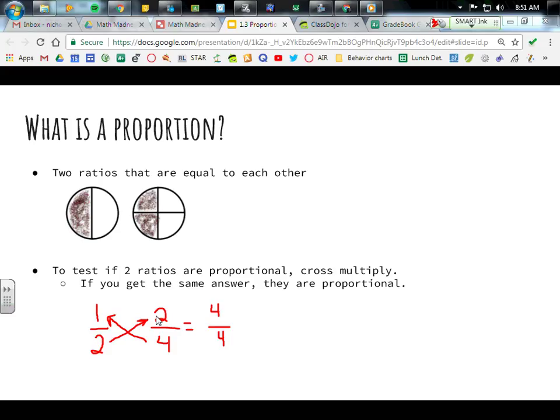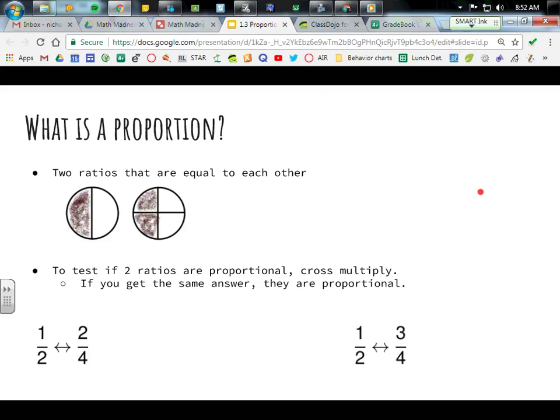Another way to tell if 2 ratios are proportional is if you divide your numerator by your denominator and you get the same answer both times. So in this case, 1 divided by 2 would give us 0.5, and we'd get the same answer if we divided 2 by 4. So there's actually several ways to test if 2 ratios are proportional. This is just the method I will be using in my class. Let's move on to the next slide.